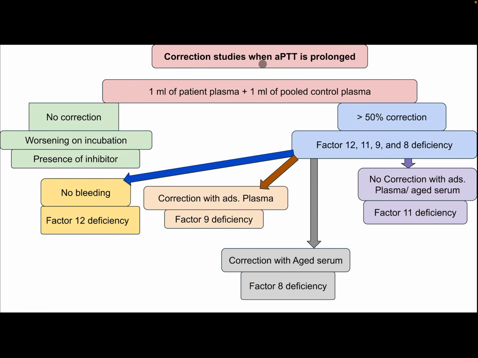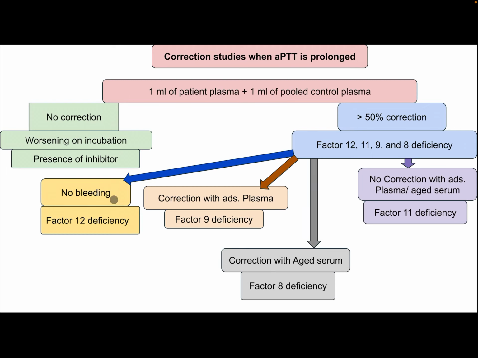Correction study. When the PTT is prolonged, mix 1 ml of the patient's plasma with 1 ml of pooled control plasma. If there is no correction, or worsening on incubation, this means presence of an inhibitor. If there is more than 50% correction, factor 12, 11, 9, and 8 deficiency should be suspected.